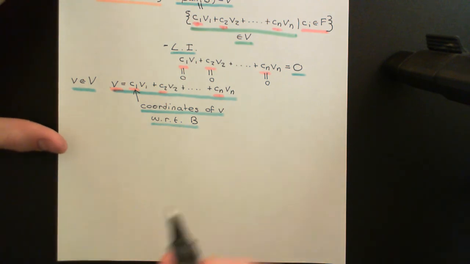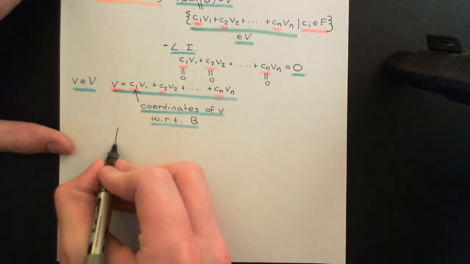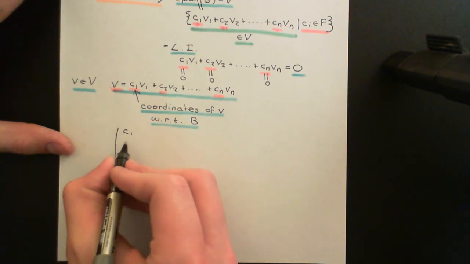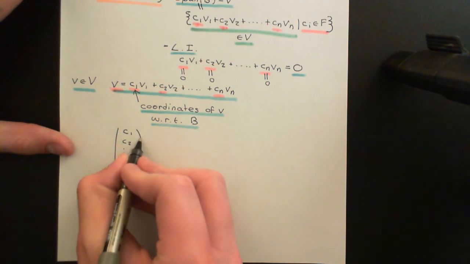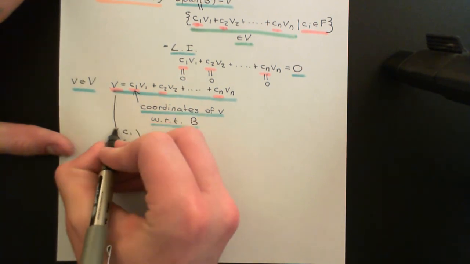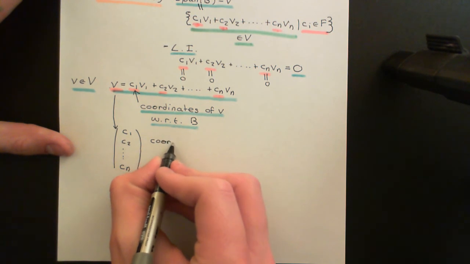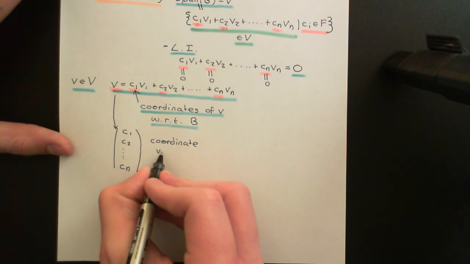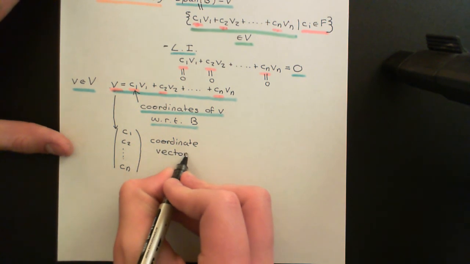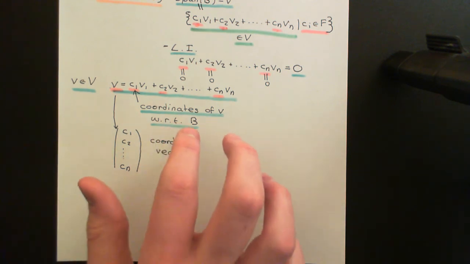Right. So what we can now do is collect these coordinates together into, for instance, a column like so. I can put c1, c2, all the way down to cn, and this then is the coordinate vector of this vector v. This is what we would call the coordinate vector of v with respect to this basis. And you have to understand that the way we ascribe to each element of the vector space a coordinate vector is completely determined by the basis.